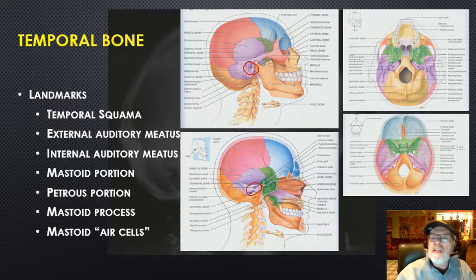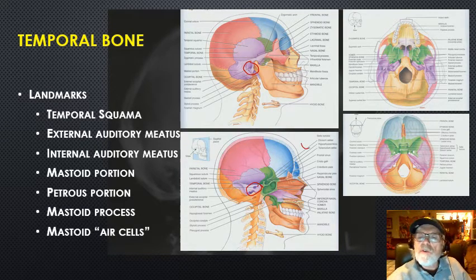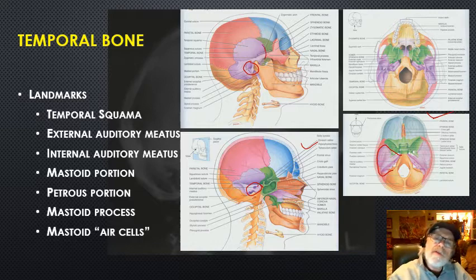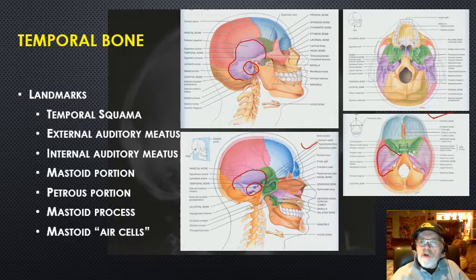Now this is looking at the inside. So this view right here and this view right here are looking inside the cranium. Everything that's purple here is still temporal bone. Here's the temporal bone here. That's all temporal bone. This is all temporal bone. So this is on the inside. We'll see a little bit more.